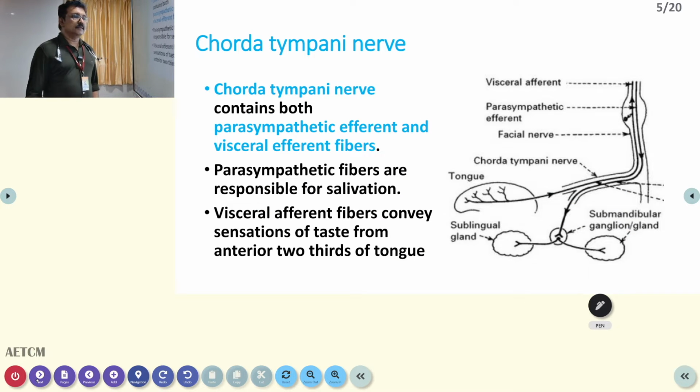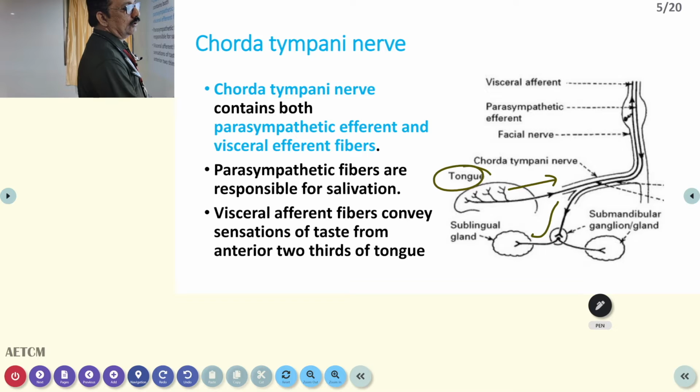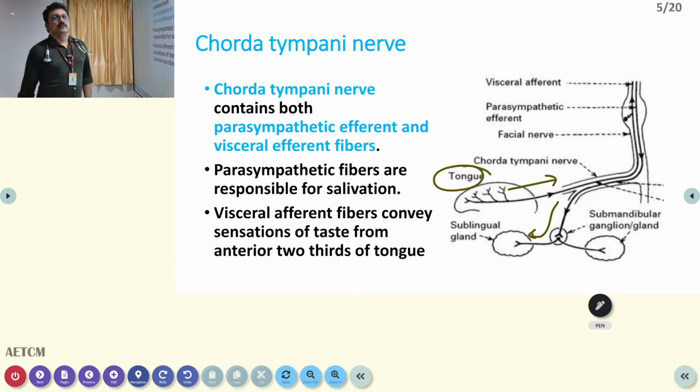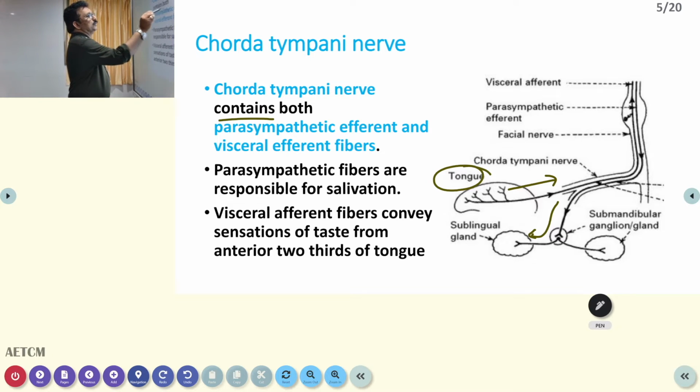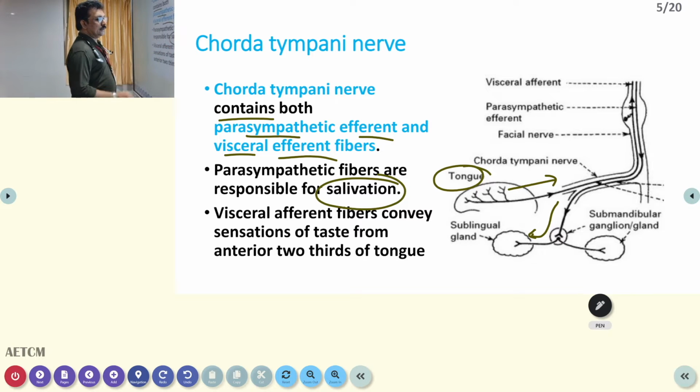Again, the salivary glands like the submandibular and sublingual glands, and sensation from the tongue, all these things are also controlled by the facial nerve. So here you can see the diagram. The chorda tympani nerve contains both parasympathetic efferent and visceral afferent nerve fibers. So that controls your salivation and taste sensation from the anterior two-thirds of the tongue. That is also very important.